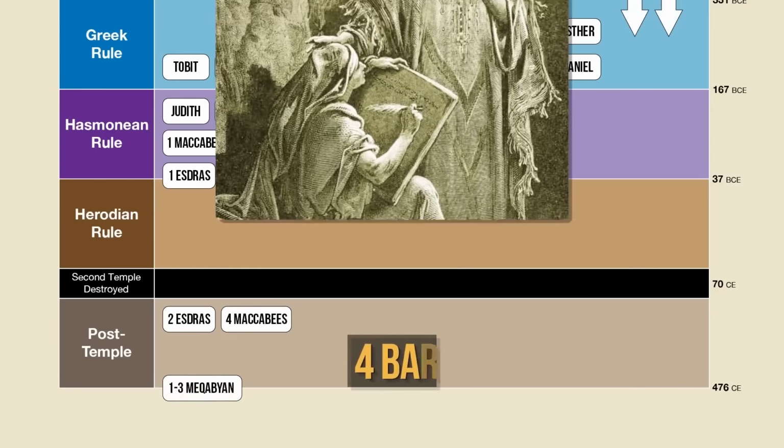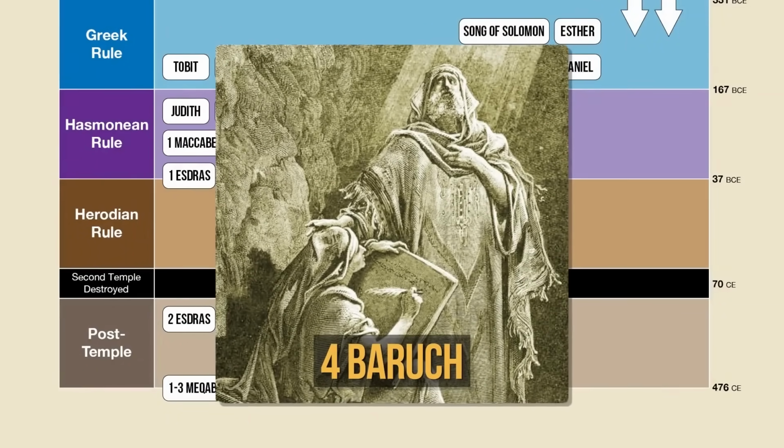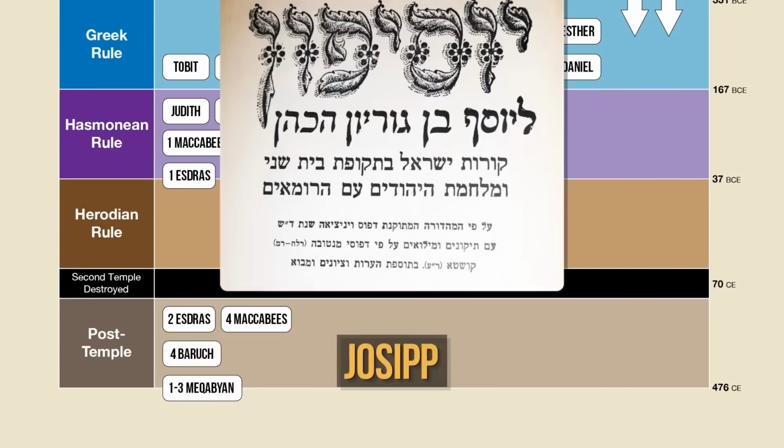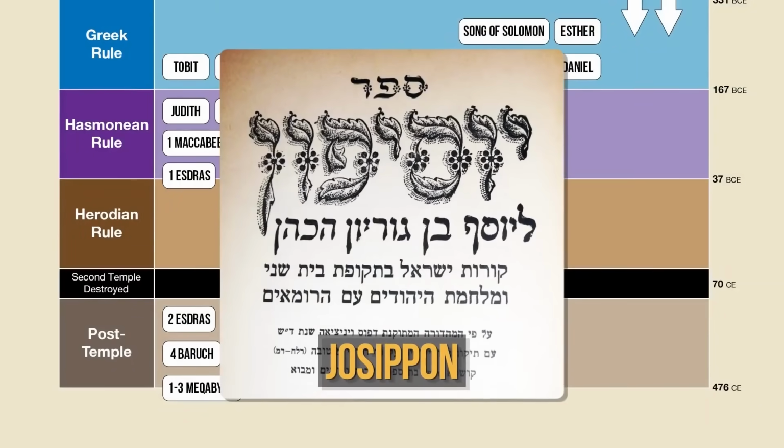We then have 4th Baruch, which is designated as such because there is also a 2nd Baruch and a 3rd Baruch, even though neither of them ended up being included in any Bible. Anyhow, 4th Baruch was likely written in Greek, sometime in the post-temple period. However, Josippon was written much later than anything we've seen so far. In fact, it was probably written in Italy, well into the Middle Ages, even though it was written in Hebrew, and its name comes from the fact that it was said to have been written by Josephus.